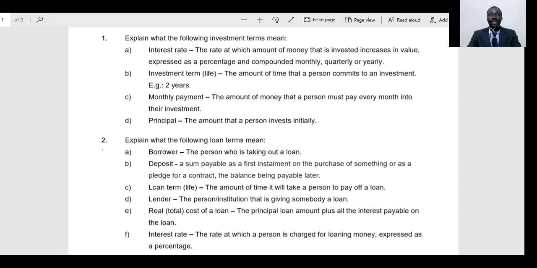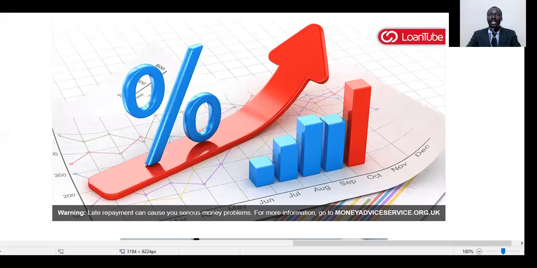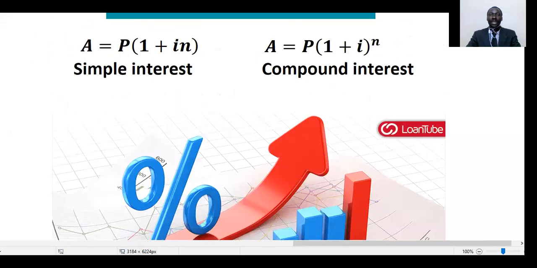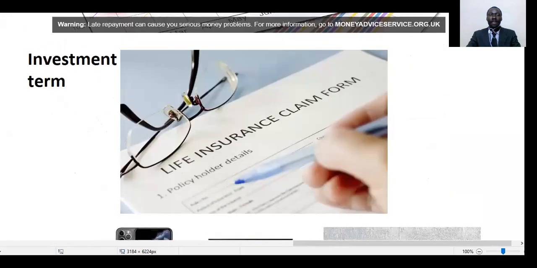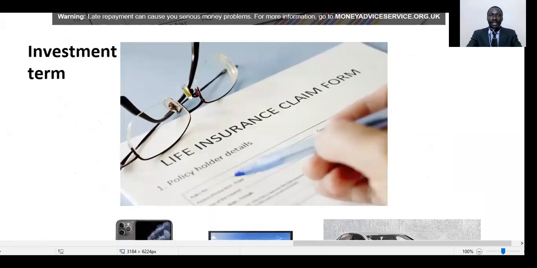The next thing is called the monthly payment, sometimes referred to as the monthly installment. The amount of money that a person must pay every month into their investment is what we call the monthly payment. And this monthly payment depends on the type of investment you are looking at. Suppose that you're looking at insurance, like life insurance.